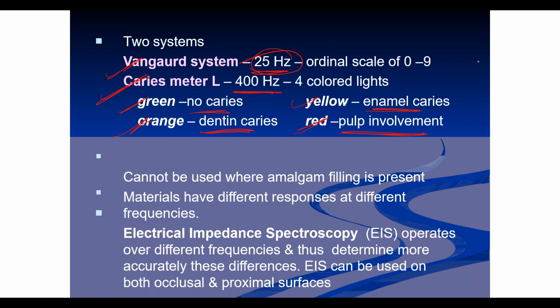So this is basically, if you see the color, what is the color of your rainbow? What is the short form to remember the colors of the rainbow? Vibgyor. So it is gyor. Green, yellow, orange, and red. Green is no caries, yellow is enamel caries, orange is dentine caries, and red is pulp involvement.